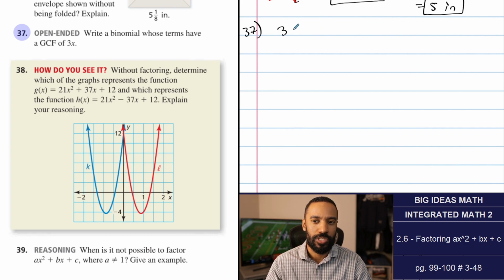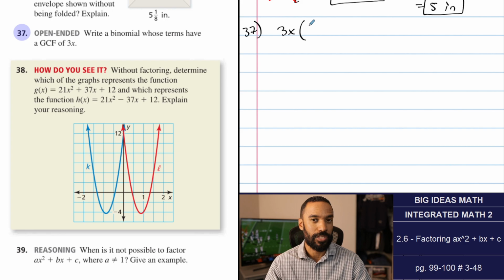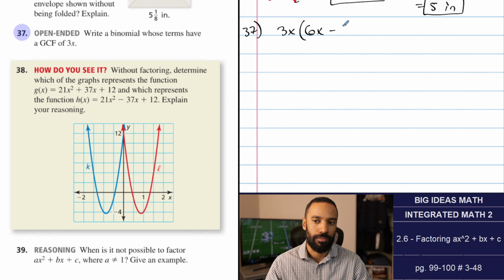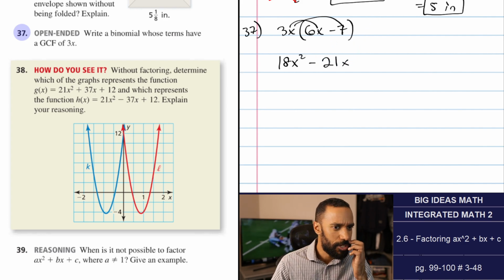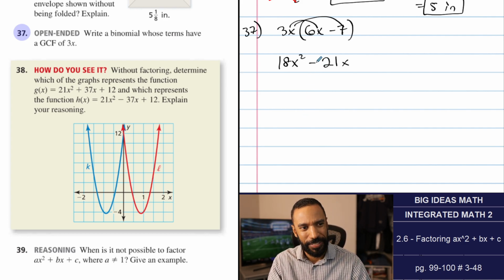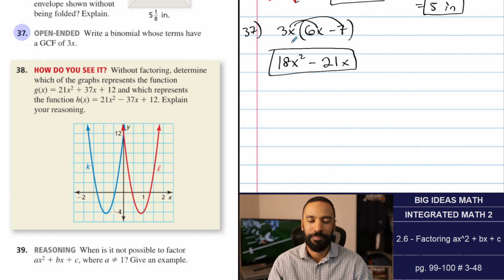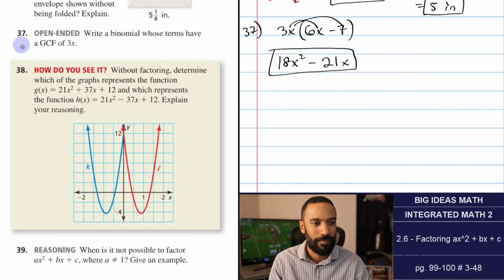All right. Well, one way to do this is to have the 3x starting off there and then write something inside like, I don't know, 6x minus 1. No, I want to do something. 6x minus 7. And then distribute. And now I'll have 18x squared minus 21x. They said write a binomial whose terms have a GCF. Yeah, there it is. Okay. That's it. Have a 3x factored out and distribute it in, and you have an answer. So there's mine.